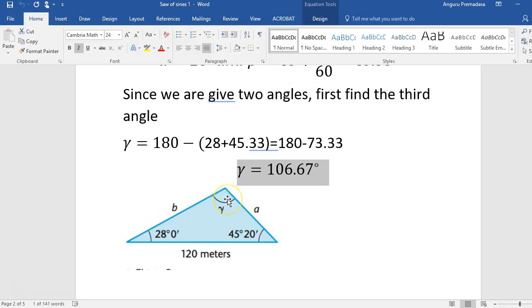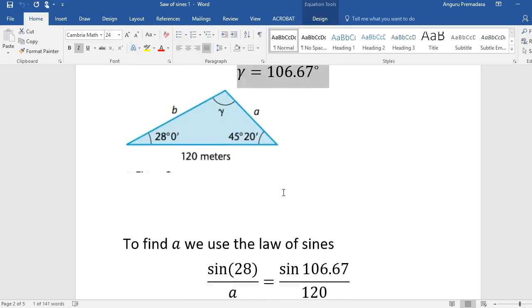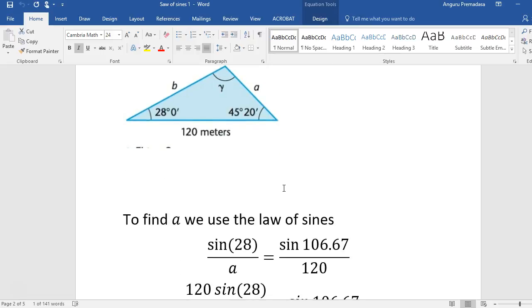But that's not the end of it. We need to find A and B also, because those sides are still missing. Let's see whether we can find A. How do we use the law of sines to find A? A is opposite 28, so we can use that ratio.